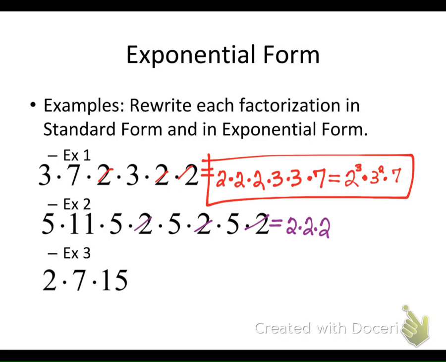Okay, how many 5's am I going to have? 4. 1, 2, 3, 4. So times 5 times 5 times 5 times 5, times 11. Okay, I write too big, so I'm going to have to drop down to my equal sign. So that's the standard form. Exponential form, how would I write it? 2 to the third power times 5 to the fourth power times 11.